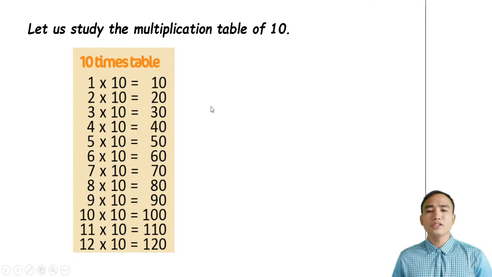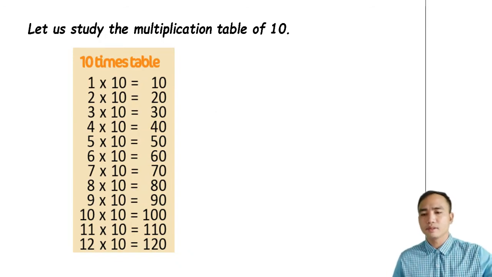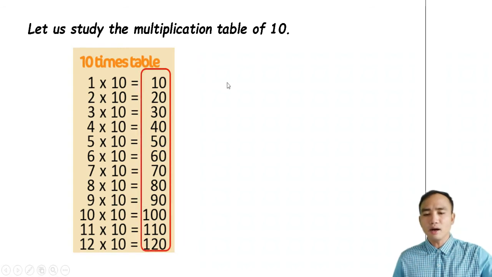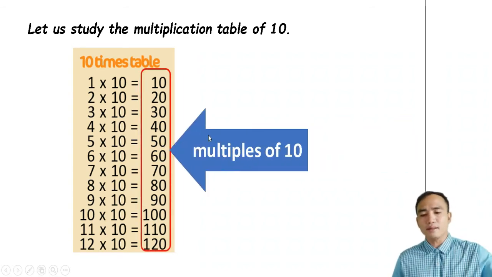Let us study the multiplication table of 10. So here is an example of the times table of 10. We are multiplying 10 by counting numbers starting from 1. 1 times 10 is 10, 2 times 10 is 20, 3 times 10 is 30, 4 times 10 is 40, 5 times 10 is 50, and so on. So 10, 20, 30, 40, 50, 60, 70, and so on are the multiples of 10.